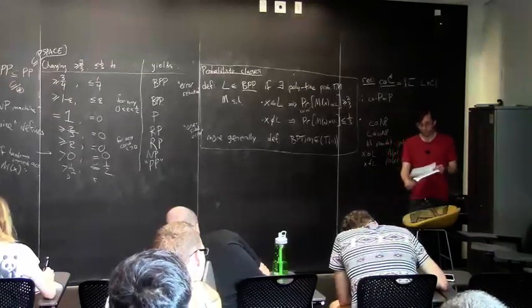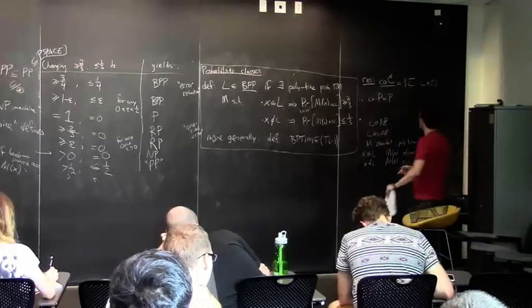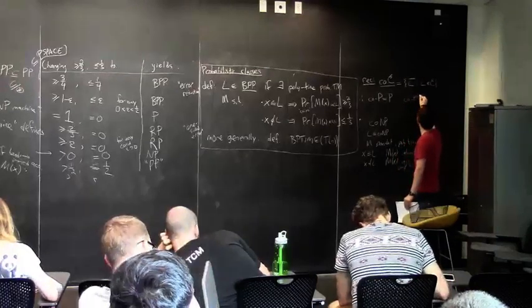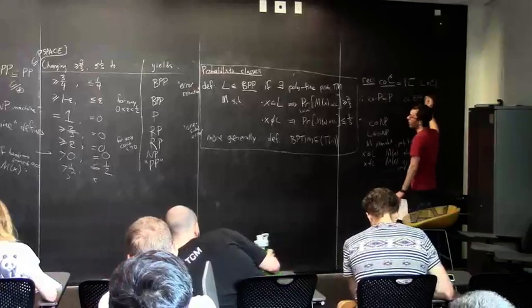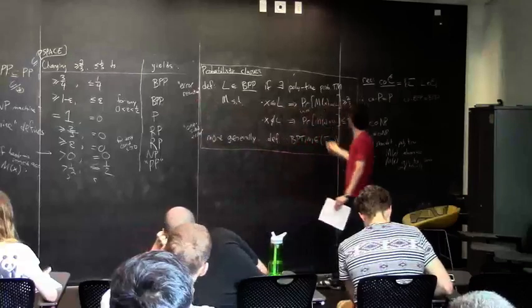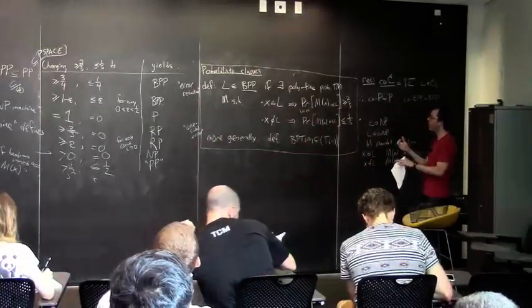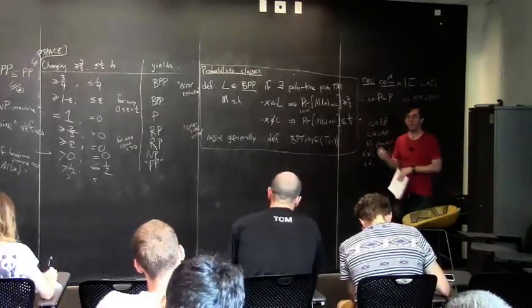Okay, so what about co-BPP? This one is just the same as BPP, so we have not gained anything new. That's because the definition of BPP is symmetric. If you just take a BPP machine and reverse its accept and reject states, then that will decide the complement language.